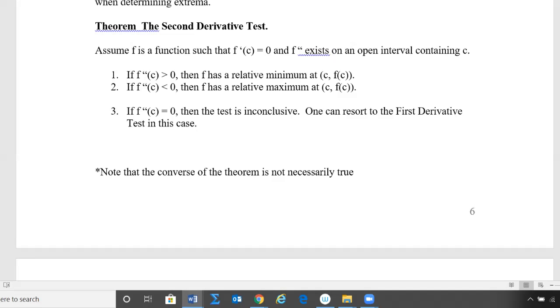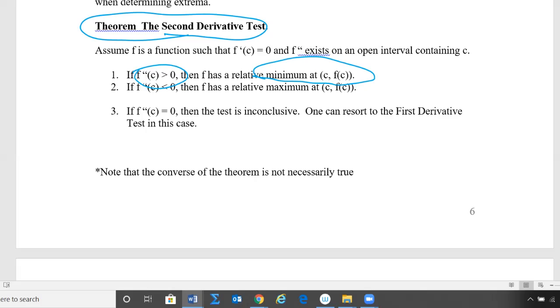Okay, we have another test here for extrema. It's called the second derivative test, and that's what it could be used for. We could be using this in place of the first derivative test if it works. What it says is that if you test your critical number in your second derivative, and it turns out positive, then you have a relative minimum on the original function. If it turns out negative, you have a relative maximum.